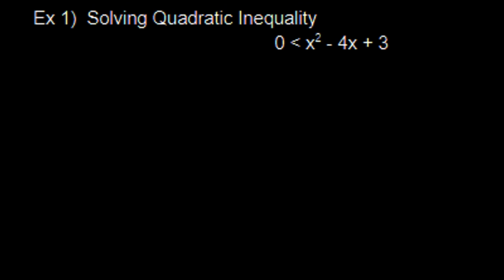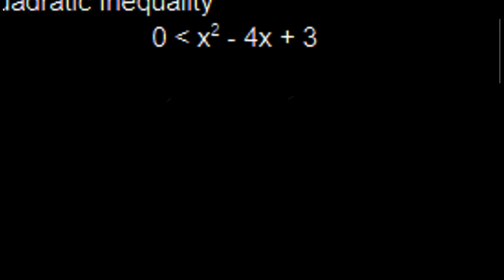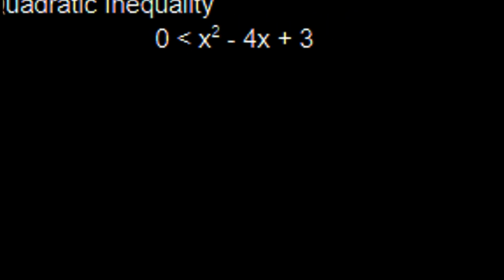All right. So like I was saying before, solving a quadratic inequality is extremely similar to solving a quadratic equation. The only difference is, instead of an equal sign, there's an inequality sign. Now, when you think about this, let's take a look at this inequality. What is this saying? What solutions does it want?